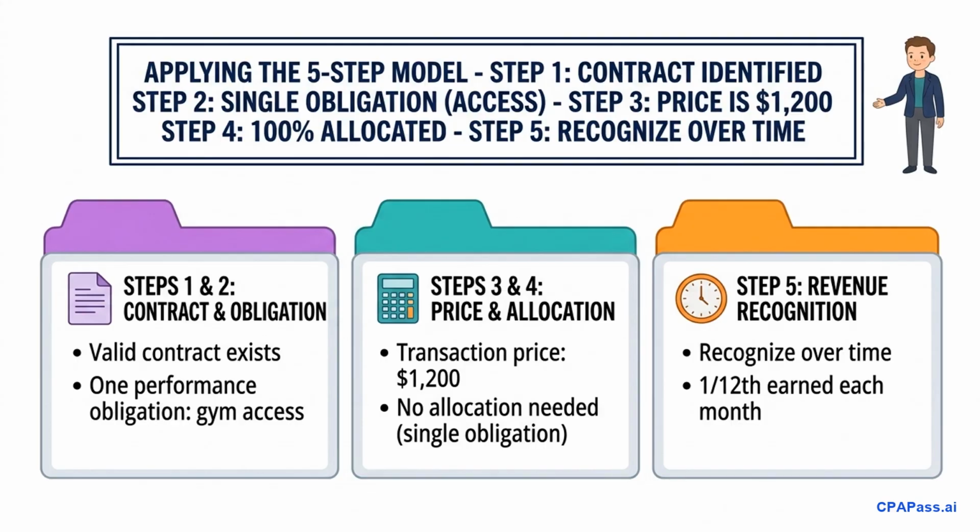Because the customer consumes the benefits over time, we recognize revenue gradually. $1,200 divided by 12 months equals $100 of recognized revenue for January.